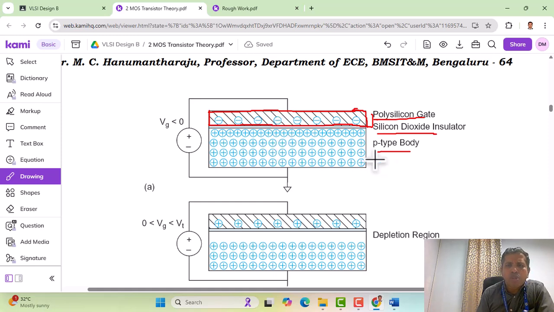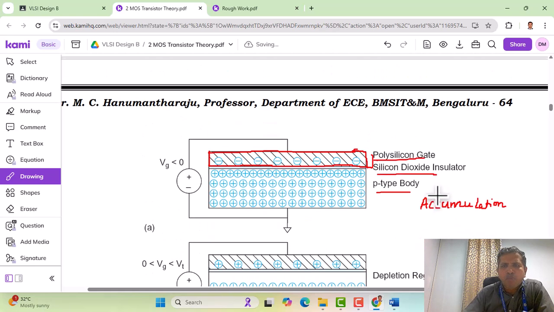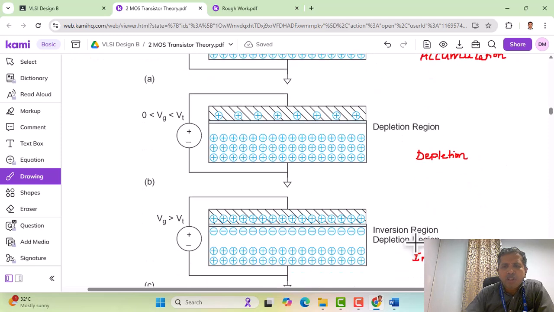And here the first one is going to be the accumulation mode. We have three modes here. The first one is the accumulation mode, the second one is the depletion mode, and the third one is the inversion mode. So a MOSFET can be operated in three different modes: accumulation, depletion, and inversion.